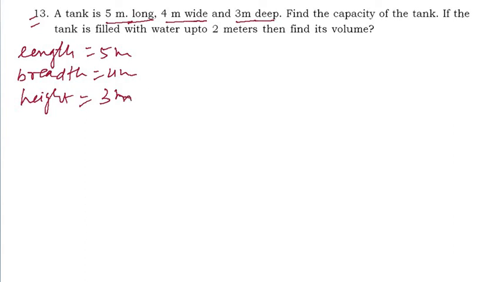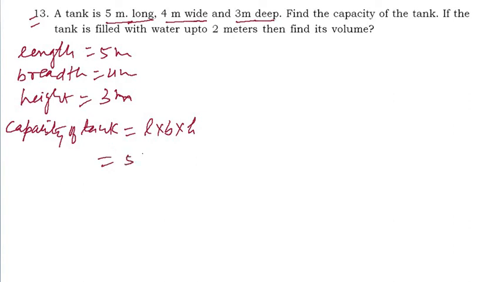Find the capacity of the tank. If the tank is filled water up to 2 meter, then find the volume. So first of all, capacity of tank. It is the length into breadth into height. So put the value. Length is 5 meter, breadth is 4 and height is 3. So you have to write 5 fours are 20 and 2 threes are 6. So that is the 60 meter cube. So that one is the answer. That is the capacity of tank.